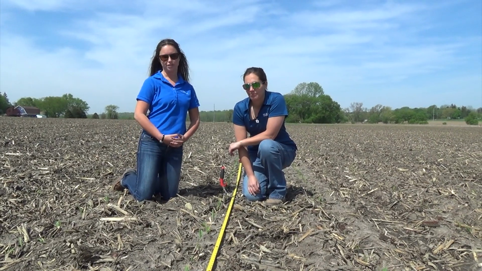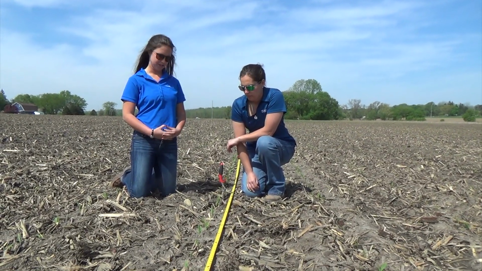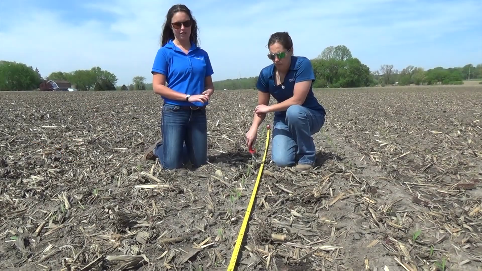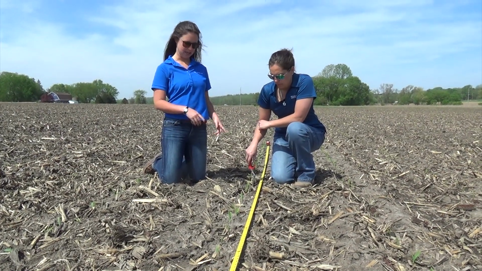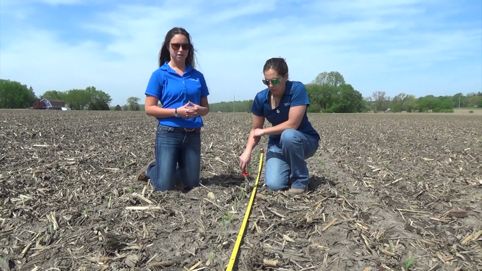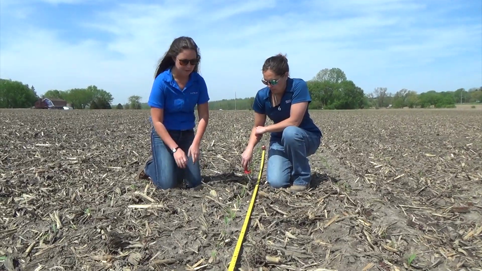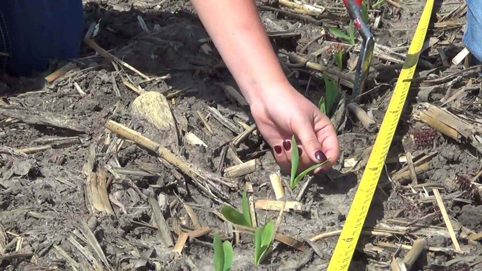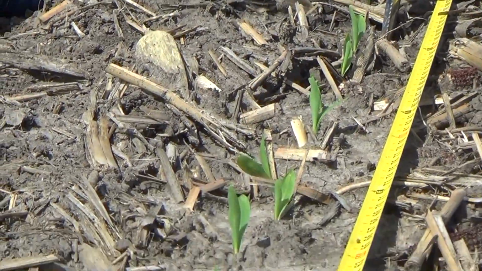Another important thing to do with field forecasting tool is to make sure you're taking the correct growth stage to put it in the model. To measure emergence, it would be when 50% of the stand is out of the ground. To measure V1 would be when 50% of the stand has this rounded leaf collared. So this stand is at VE.